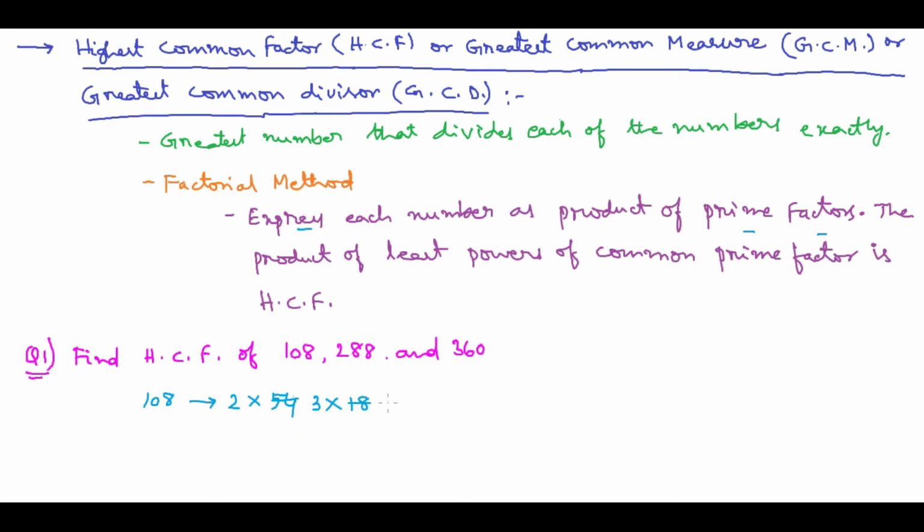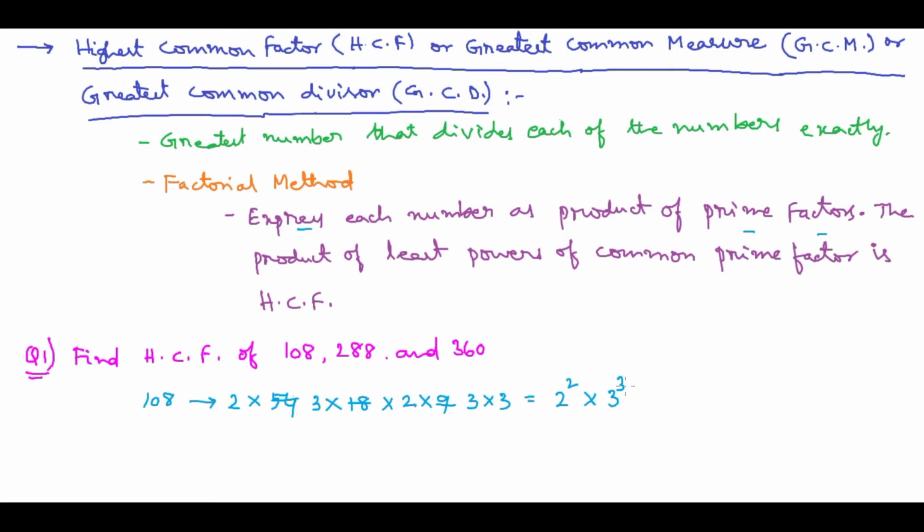Now 18 can be divided into 2 into 9, and 9 can be factorized again into 3 into 3. So let me conclude, this can be given as 2 squared into 3 cubed.